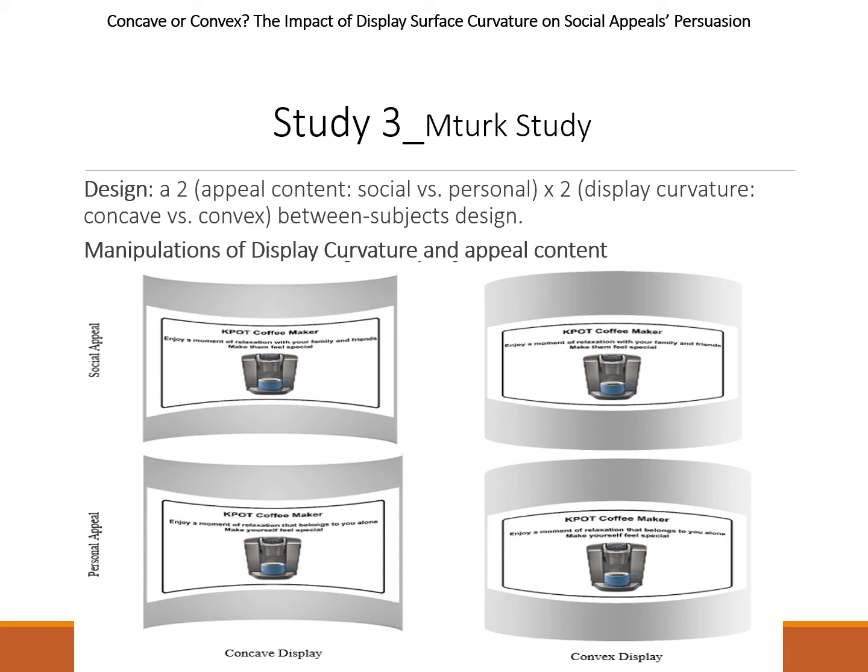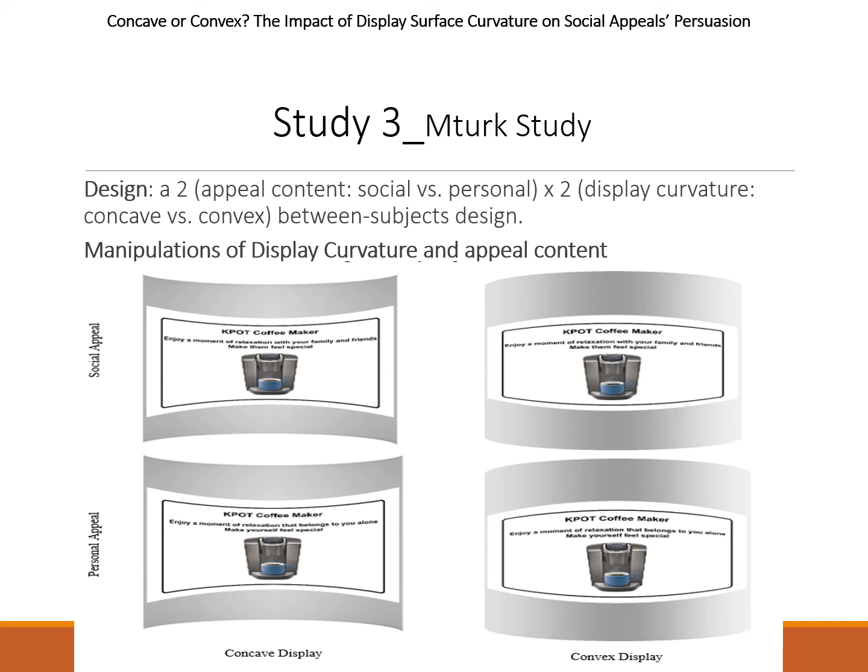And then we conducted study 3, which is the MTurk study. The main objective of study 3 is to test hypothesis 3 by investigating the moderating role of appeal content. To test this prediction, we employ a 2x2 between subjects design using a for-profit product advertisement. So we expect that when social appeals are featured in the advertisement, the previously observed effect would replicate, such that consumers would evaluate the advertisement more favorably when it is displayed on a concave versus convex surface.